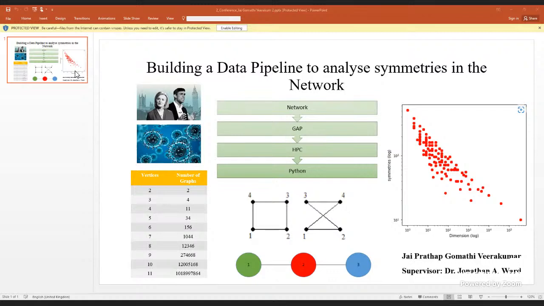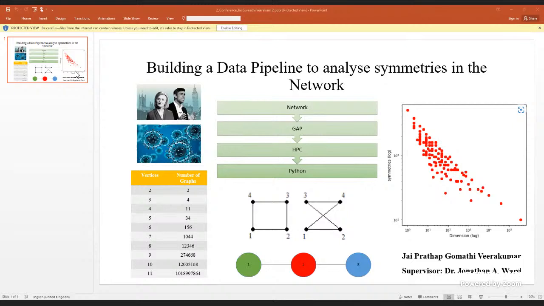My project is based on building a data pipeline to analyze symmetries in the network. A wide range of phenomena can be analyzed with the dynamic processes on network. For small scale networks, we can exactly predict the possibilities and exactly make the analysis calculation. For larger scale, we use the method of redundancy. What is redundancy? It is like reducing the dimensions for a larger scale network.